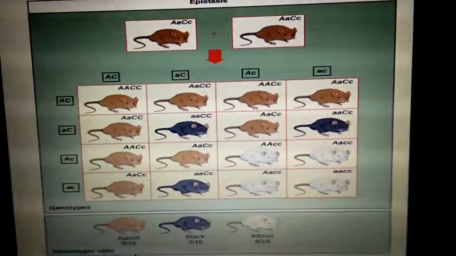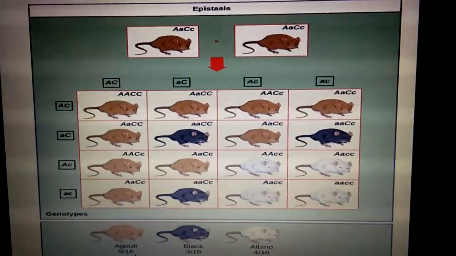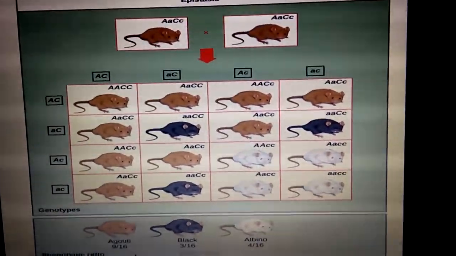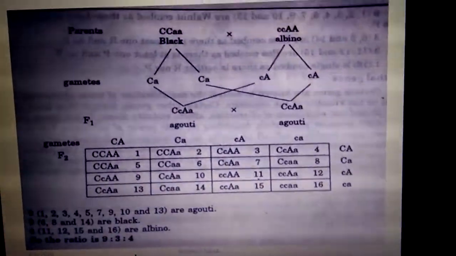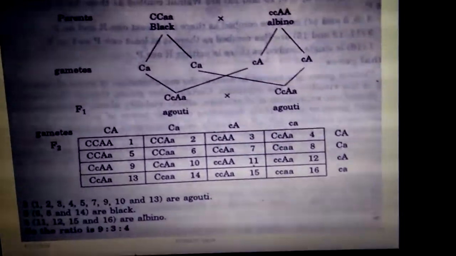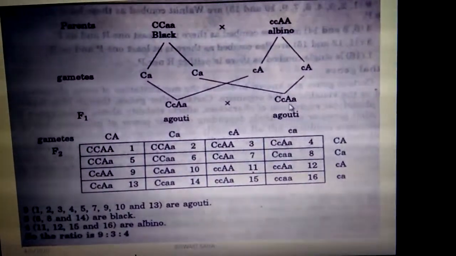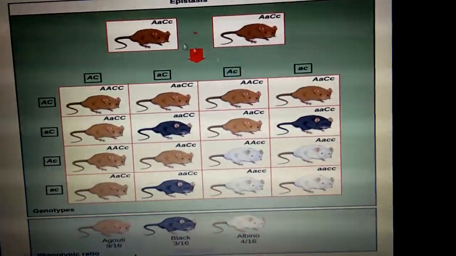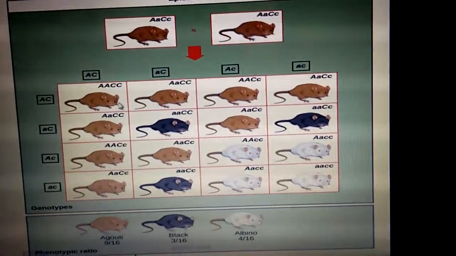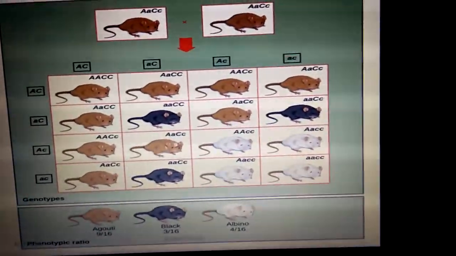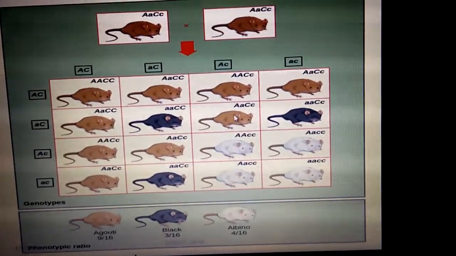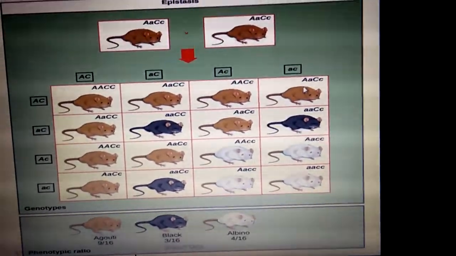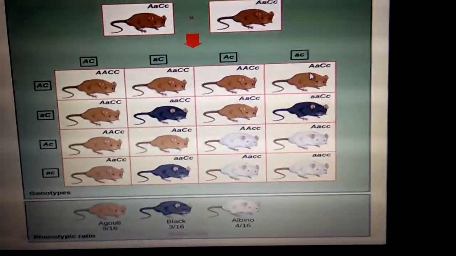This can also be explained by a picture. So this is the situation where both of the mice are agouti color. I am very sorry, this is the agouti color. This is capital A, capital C, small a, small c. This one is capital A, small a, capital C, small c. So in this case, 9 will be our agouti color, 3 will be black, and 4 will be albino. So the ratio is 9:3:4. Hope you understand.